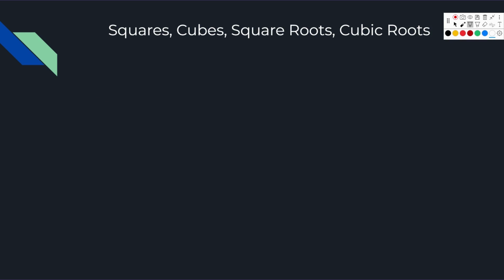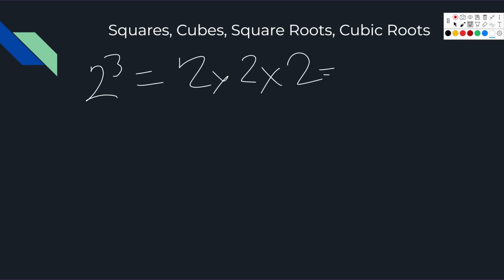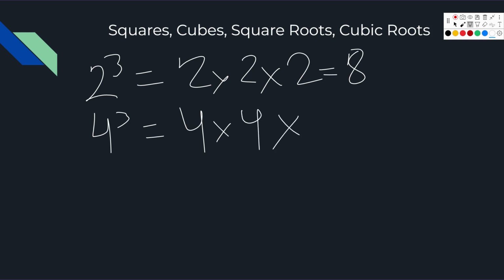Now, cubes are different. Cubes are basically multiplying that number by itself 3 times. So 2 cubed is 2 by 2 by 2, which equals 8. Or if I wanted to do 4 cubed, that's the same type of question, just different numbers. And we're going to get 64.